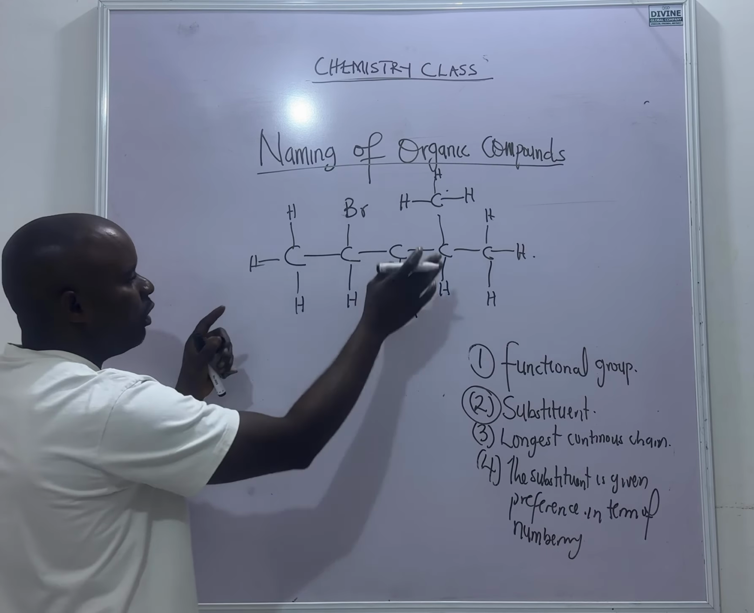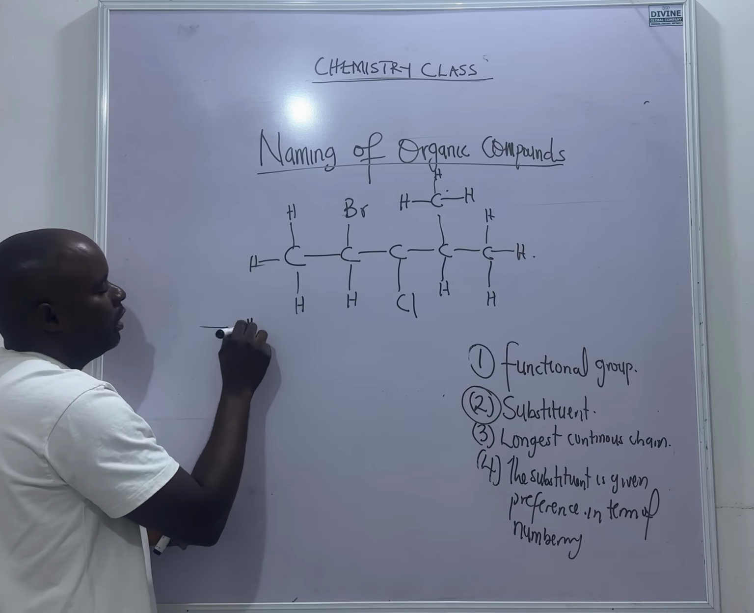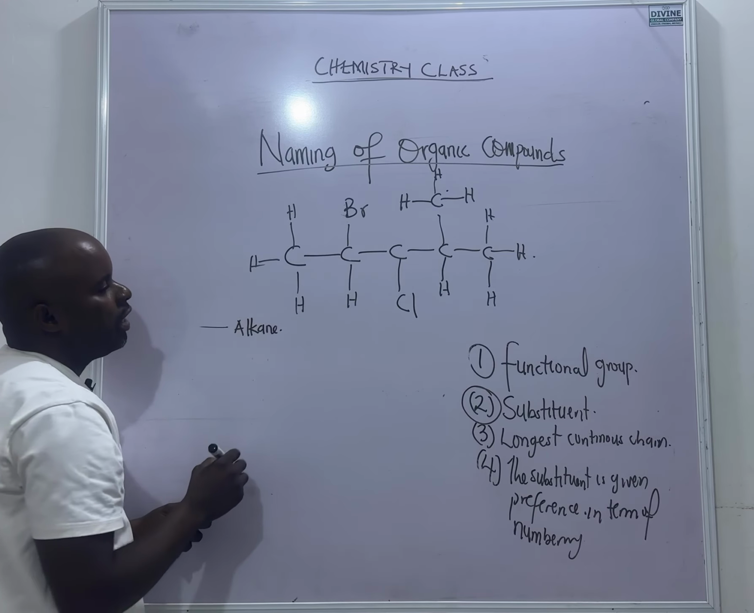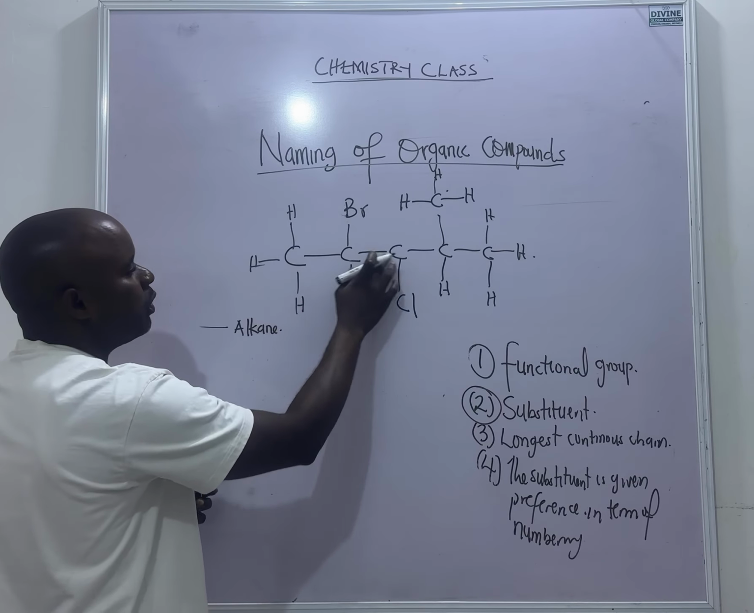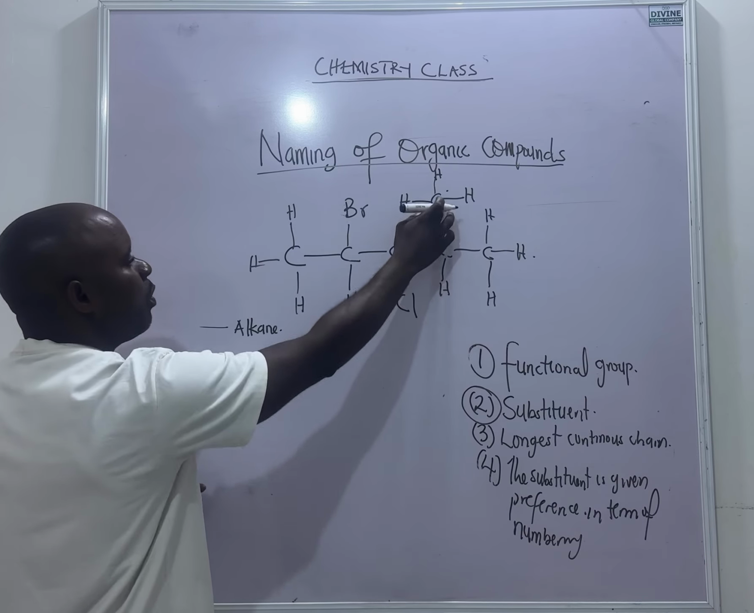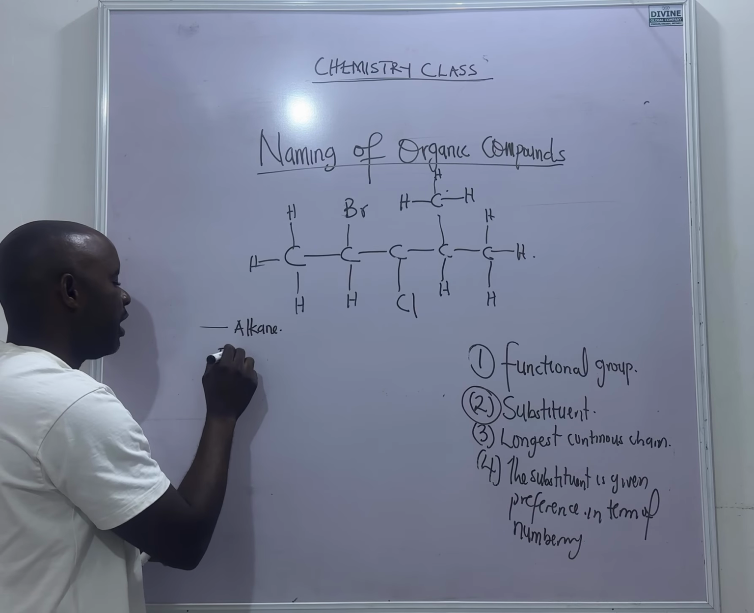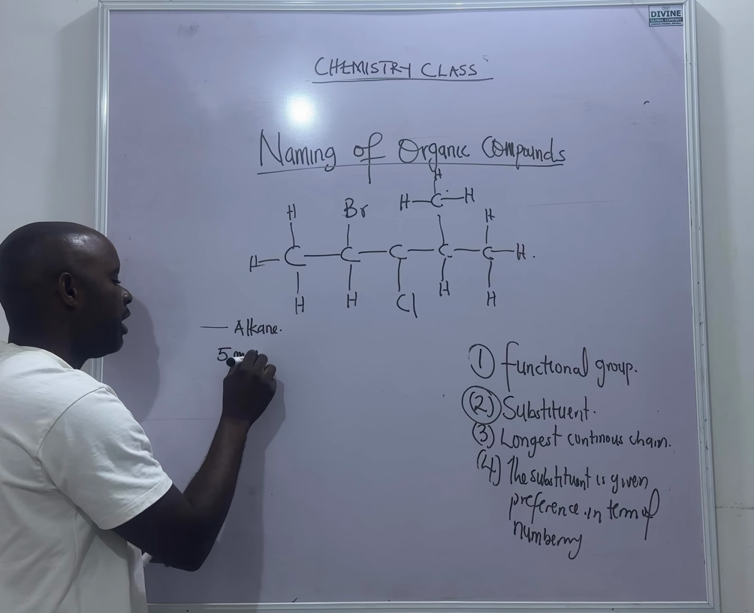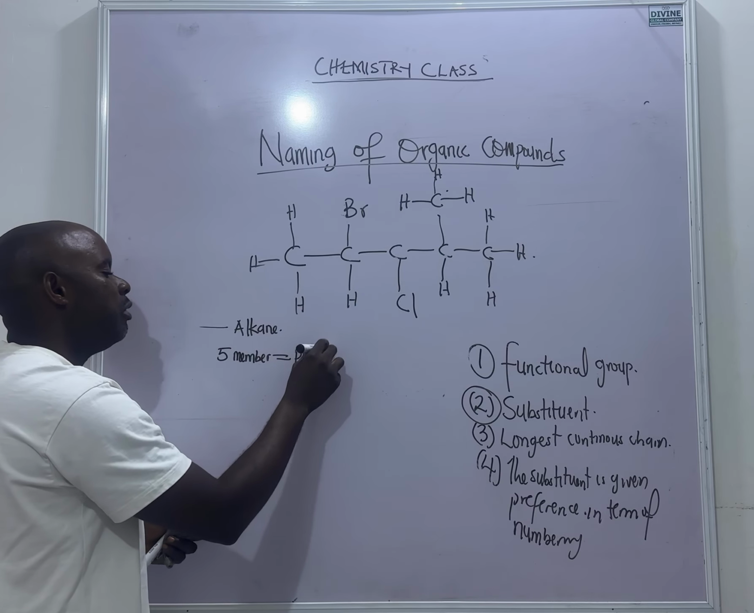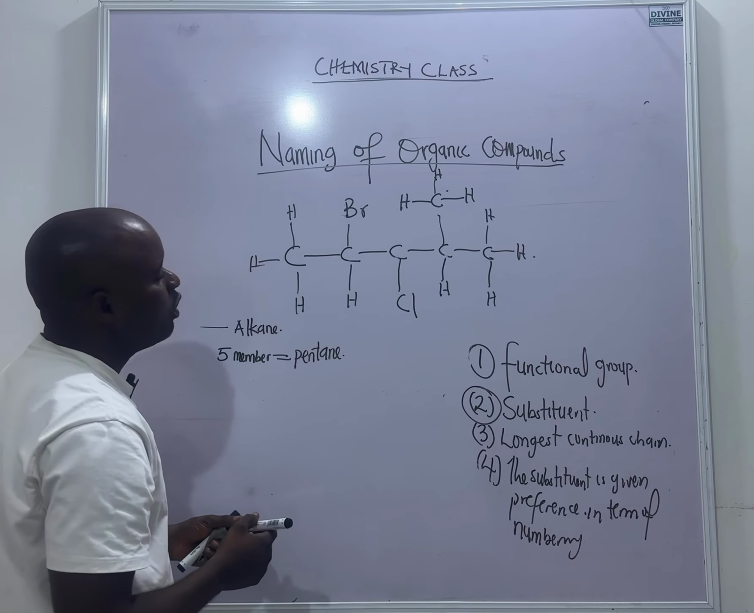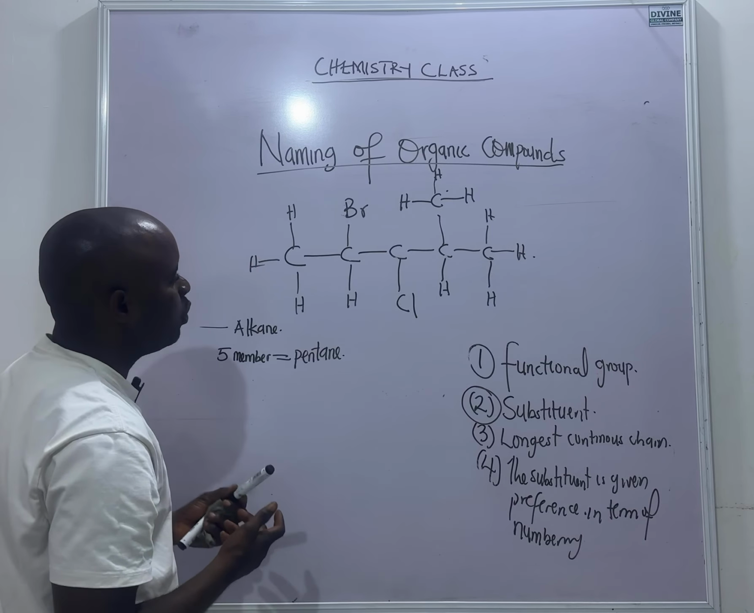So what is the functional group here first? The functional group is a single bond, that is an alkane family. So we find the longest continuous chain: 1, 2, 3, 4, 5. So they have a 5-carbon alkane, and a 5-carbon alkane is known as pentane. So the parent name must end in pentane. Now we're going to talk about the two numbering options.